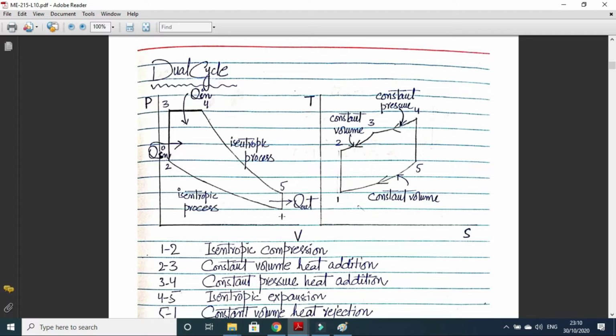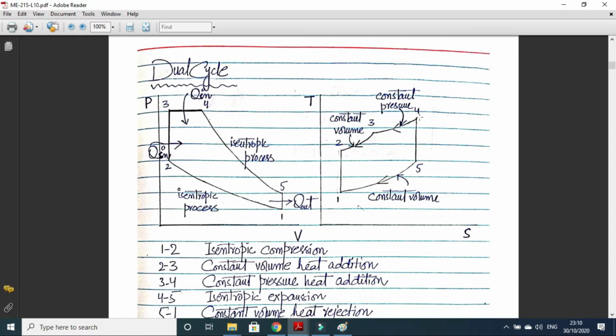So 1 to 2, 2 to 3, 3 to 4, 4 to 5, and 5 to 1. In the TS diagram, these processes are also shown. 1 to 2, isentropic compression, as entropy remains constant and temperature increases. 2 to 3, constant volume heat addition, and 3 to 4, constant pressure heat addition. And students, you can note that the temperature rise during 2 to 3 is greater than the temperature rise during process 3 to 4.